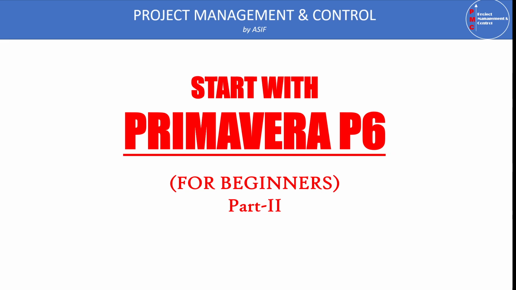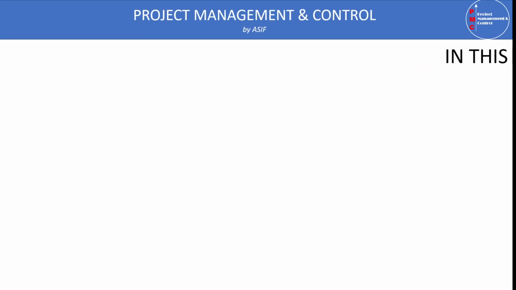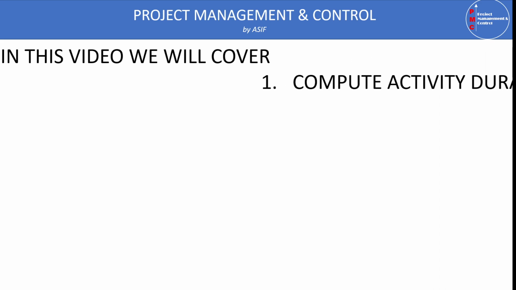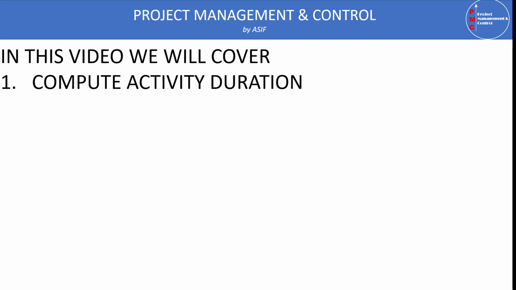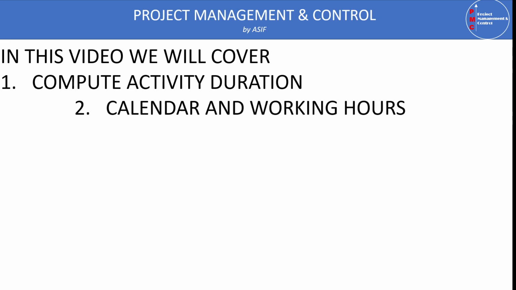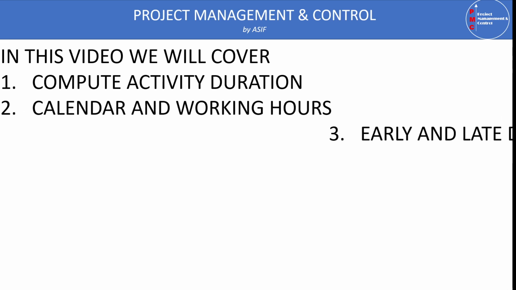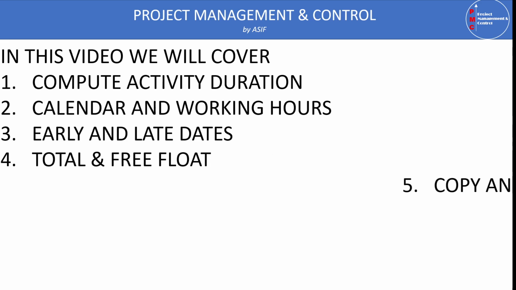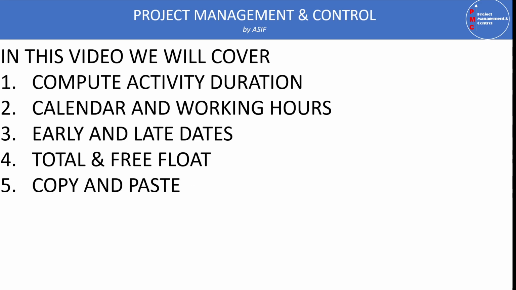So in this video we'll see different topics, for example how we can compute the activity durations, and how we define and assign calendars to activities, what the calendars are, and then based on this, when we assign the relationships, Primavera calculates early and late dates. So what are these early and late dates in Primavera, and what is the float, and what are the types of float, like total and free float. In addition to this, we will see how we can copy and paste. Copy and paste is a very good tool to expedite your work when you are making a big program. You just make one floor and just copy it for other floors like this.